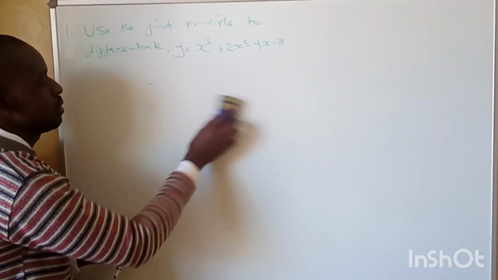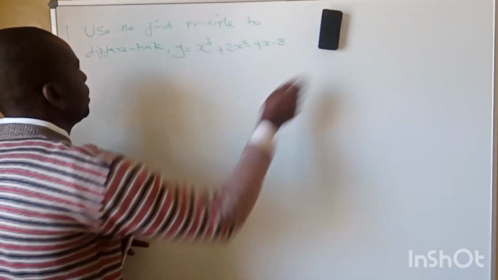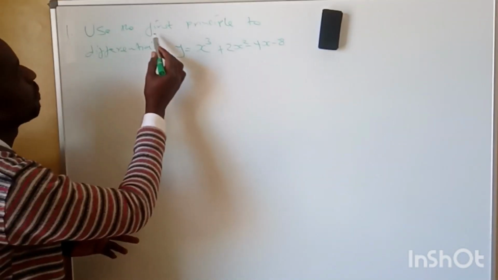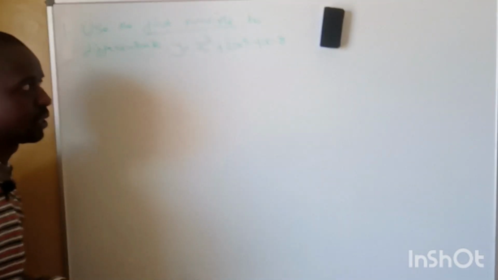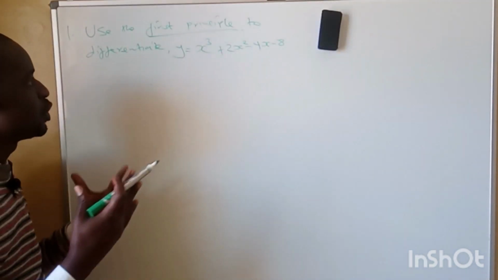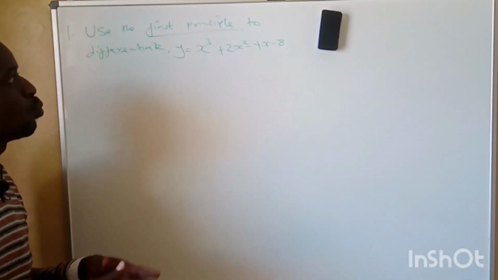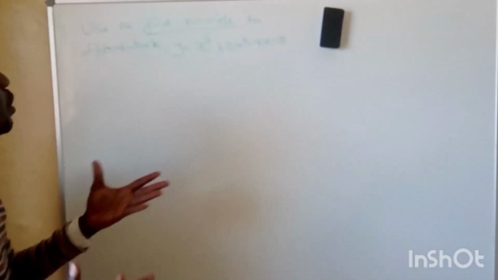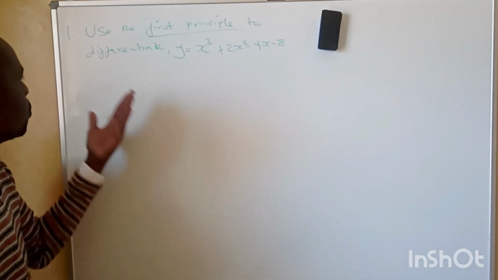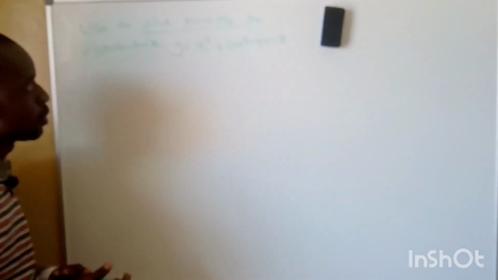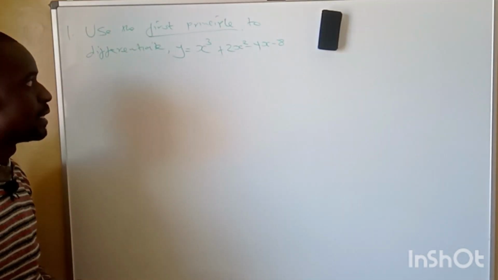So let's look at the first one. The question says use the first principle to differentiate. So remember, when you differentiate a function, whatever you're looking for is the gradient function. So this question requires us to use the first principle to differentiate this.